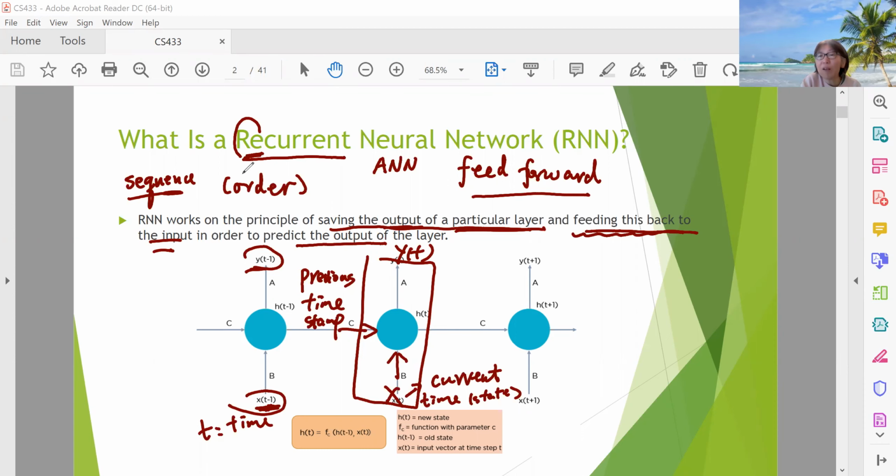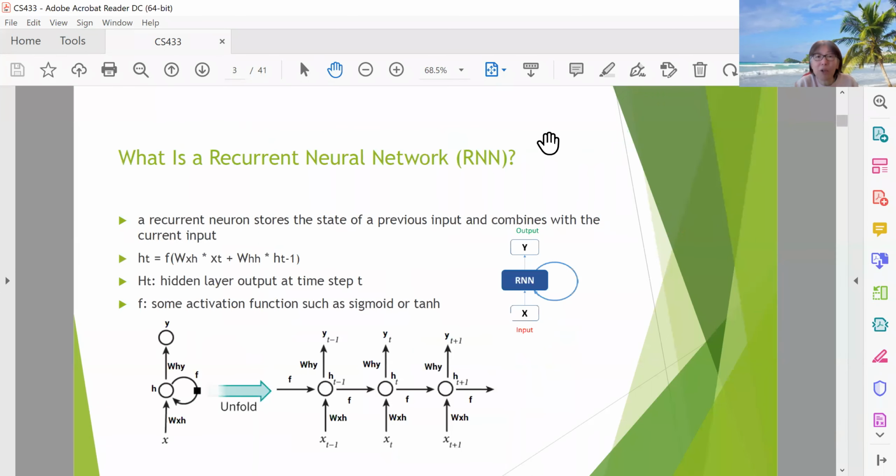We have the prefix re, so you feed this back. And the same thing for the next time step: you have the current input, and then you also have the one from the previous time step. So the input has two parts, one from the current input and one from the previous time step. So this is what a recurrent neural network is.